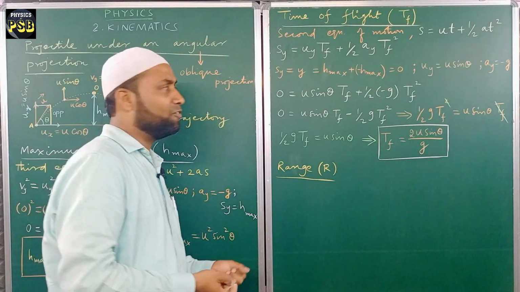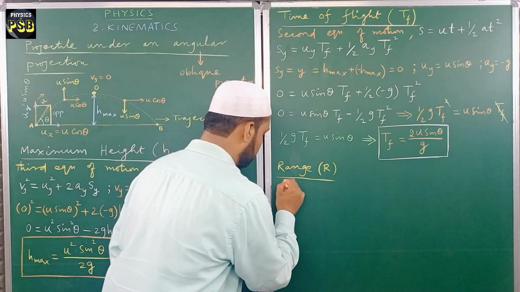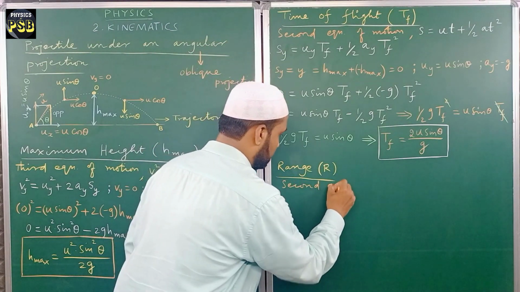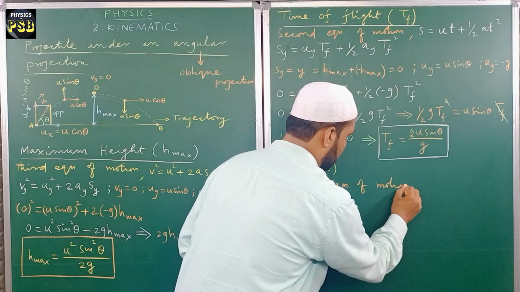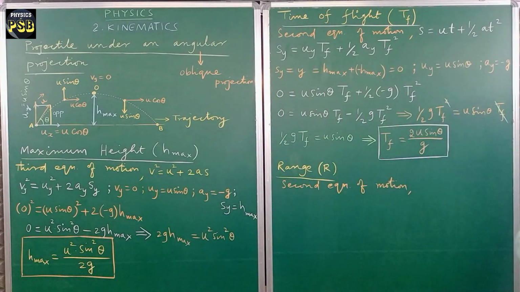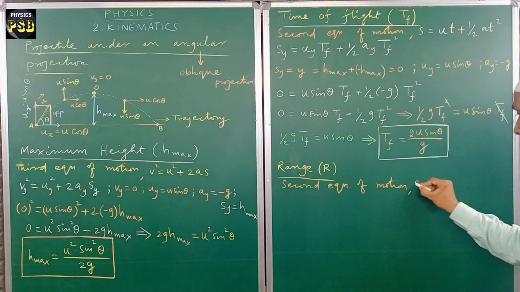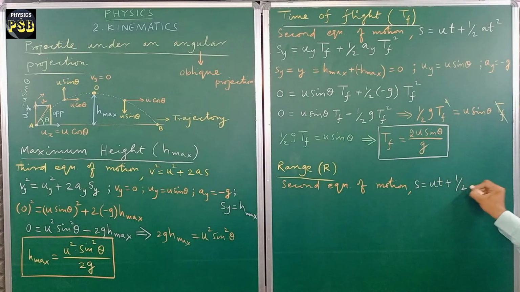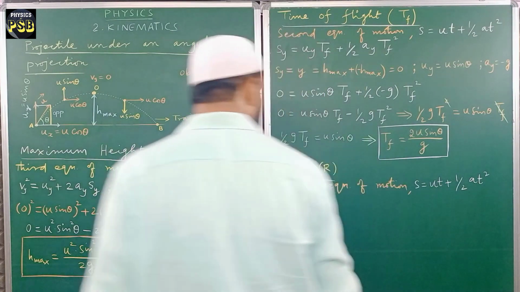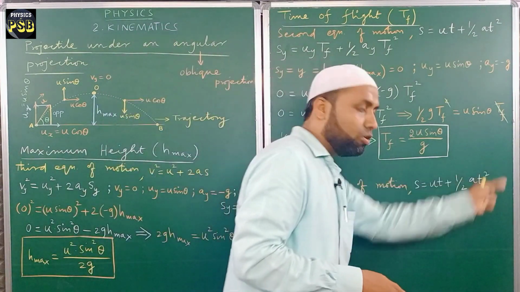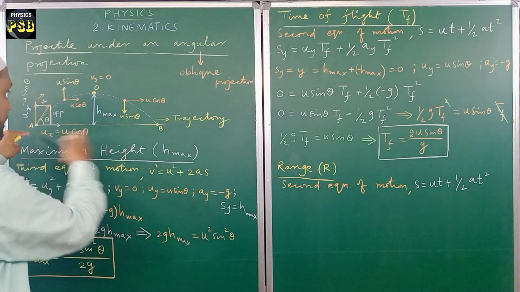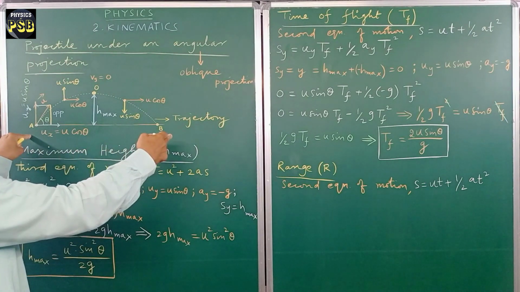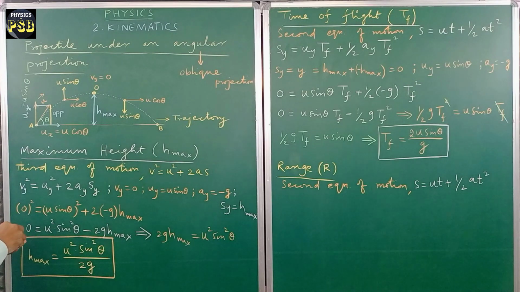To get the expression of R, I start with the second equation of motion. Second equation of motion is nothing but S equals ut plus half at square. Okay. Now in this case, I am going to modify this equation according to our need, according to the case. Here I take the distance along the horizontal direction. So let me represent here.